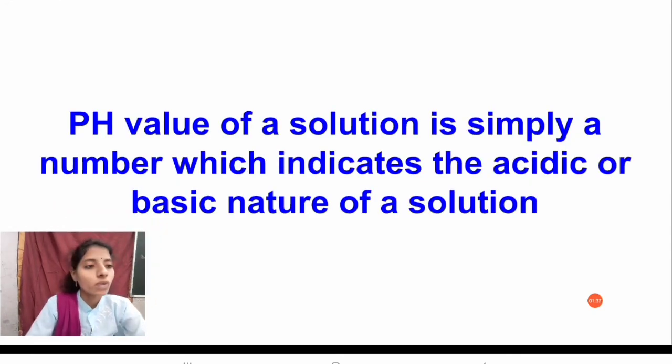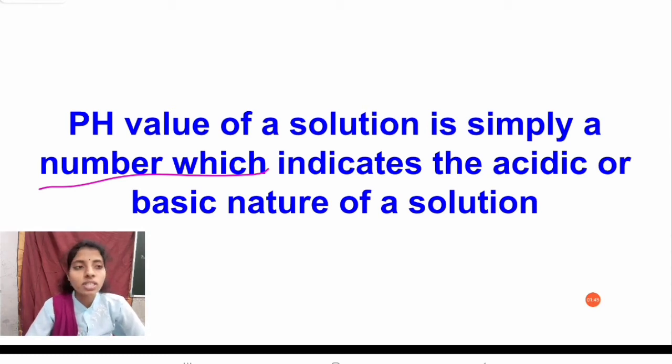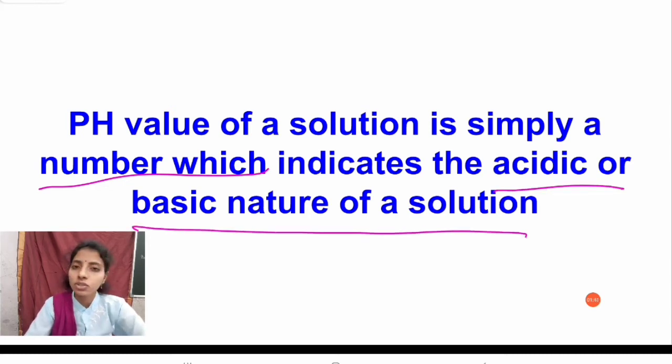Here the pH value of a solution is simply a number, right. The pH value of a solution is simply a number which indicates the acidic or basic nature of a solution. So, here the number range is from 0 to 14. We know from 0 to 6 the number indicates acid and above the 7 indicates basic nature. So, we are going to find the nature of the solution, either it is acidic or basic.